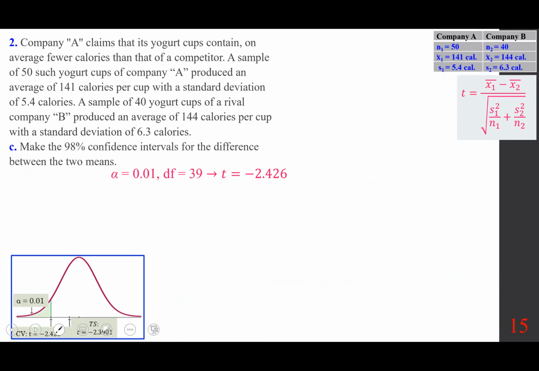Now, we're going to do the same question, and we want to make a 98% confidence interval.